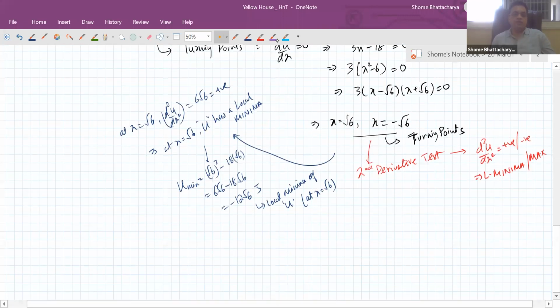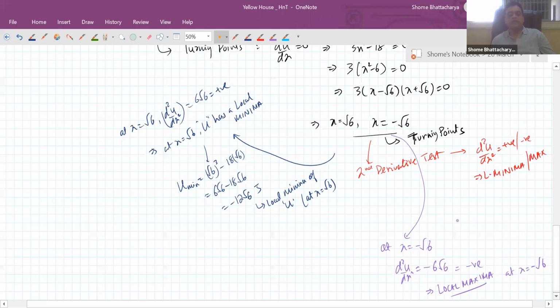And likewise, if you look at the other point, at x equal to minus root 6, the second derivative is minus 6 root 6. So it is negative. So that means there is a local maxima at x equal to minus root 6.